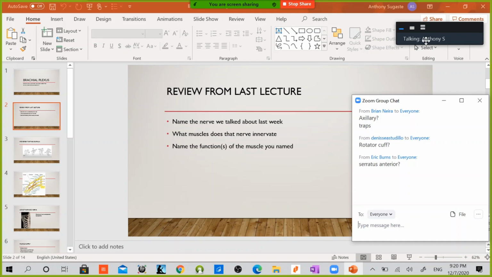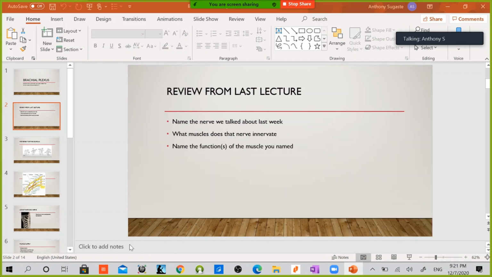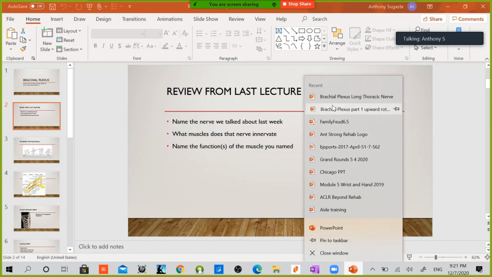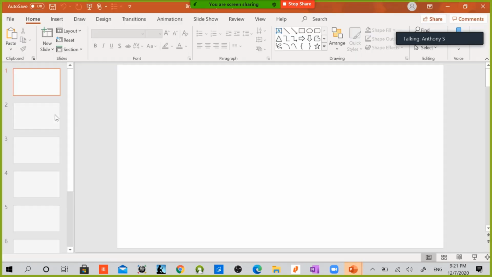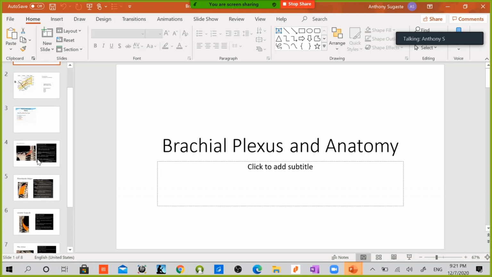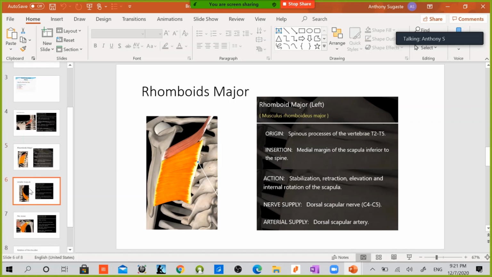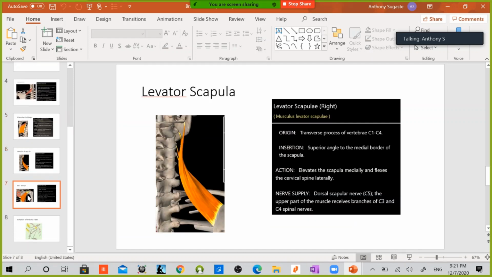I like it. Okay, so we're talking about rhomboids major, rhomboids minor, and I believe it's pec minor. No, it's pec minor. Levator scapula. So those are the three muscles that we were talking about from the last lecture. I'll just pull it up real quick for you guys because that's something important that I want you to remember. So we were talking about rhomboids minor, rhomboids major, levator scapula. Oh, no, I was right. Pec minor.